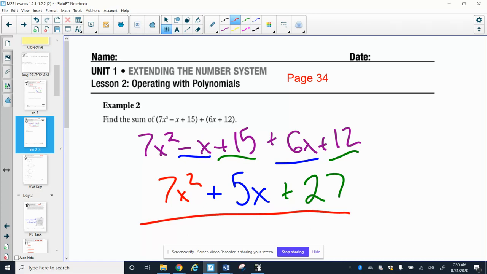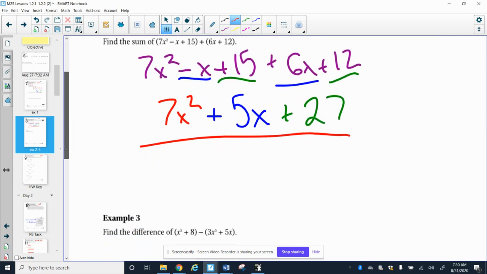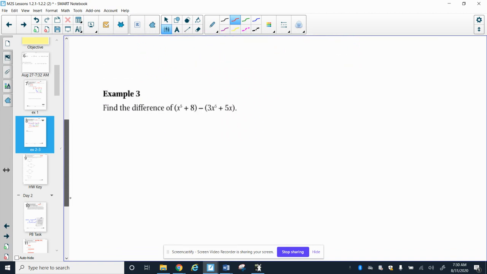Okay. Let's try another one. So example 3, find the difference. Okay, so notice how this one's different. Okay, we have a minus sign in between. So that is going to change.